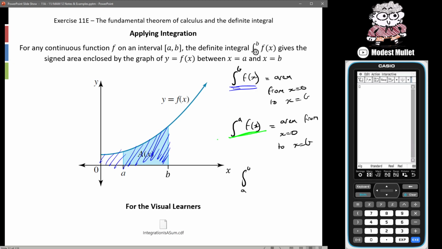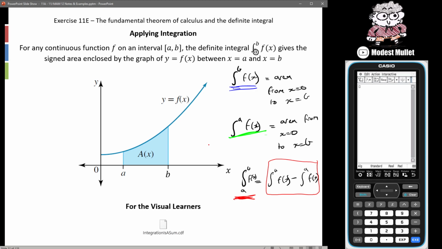This bit here is from 0 up to a, so this bit. So it's obvious that this bit here is technically equal to the integral up to b of f of x, take away the integral up to a of f of x. And that will give us this area here. So instead of writing it out really long like this, we actually just stick the a down the bottom. So that's our left point.